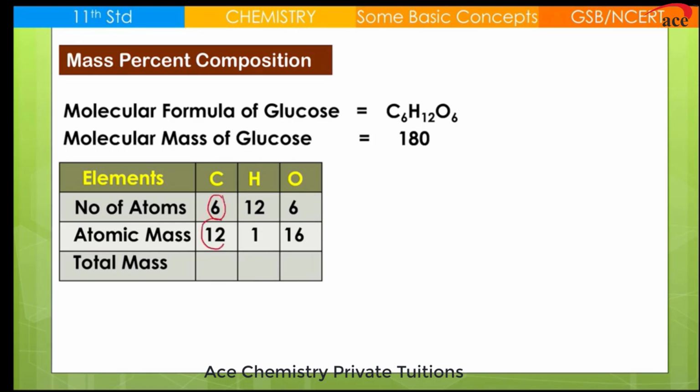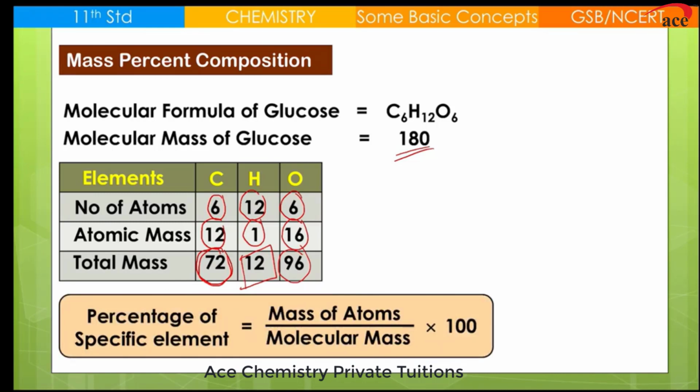So 6 carbon with mass of 12, what do you expect total mass to be? Yes, correct. 72. Similarly, what is the total mass of hydrogen? Yes, 12. What is the total mass of oxygen? Yes, 16 multiplied by 6, 96. So the mass of carbon is 72 in 180 parts of glucose.